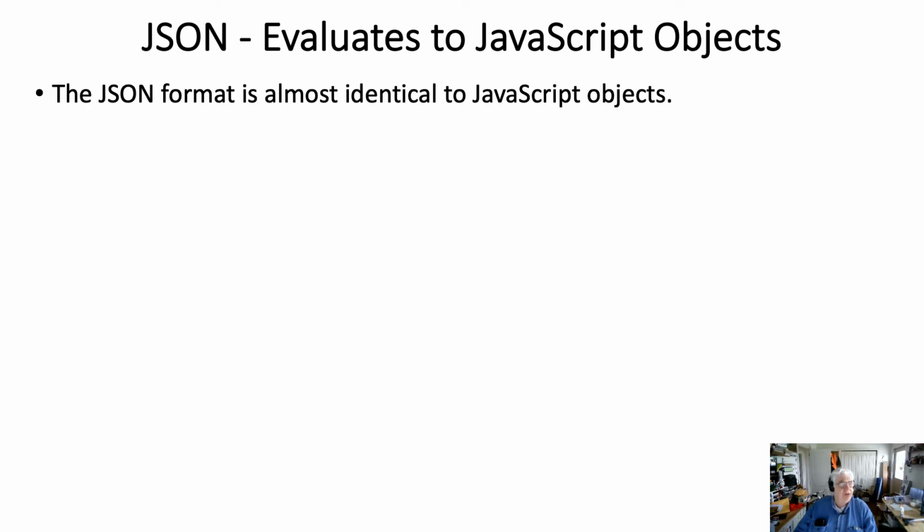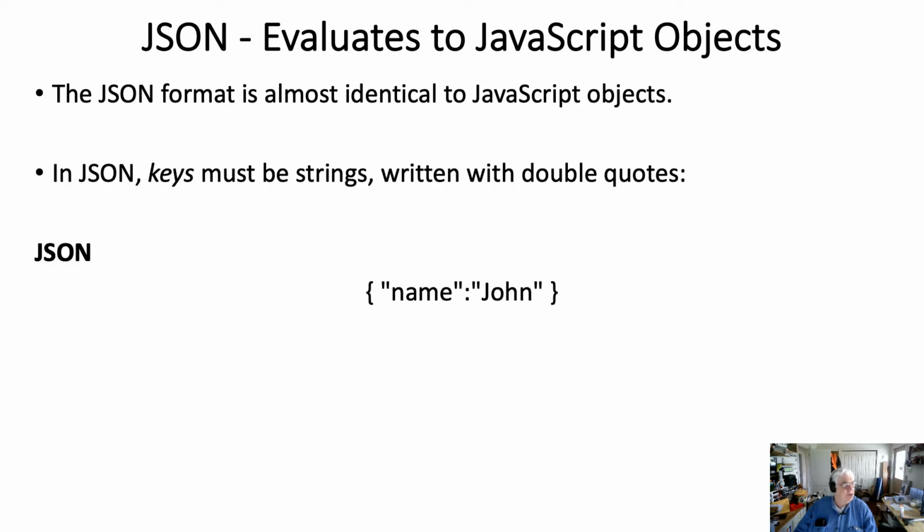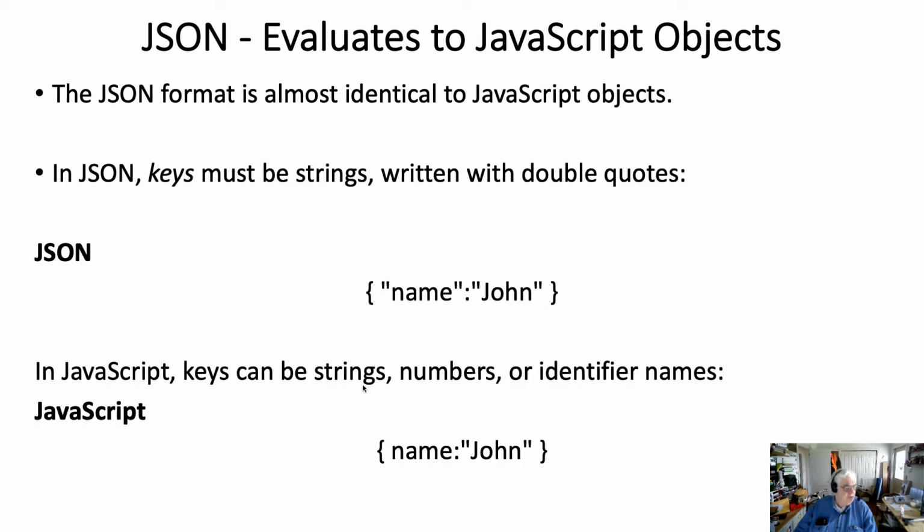The JSON format is almost identical to JavaScript objects. In JSON, we see a curly bracket, the name and the value, the name and the value, and then the closing curly bracket. In JavaScript it looks almost the same, but we don't put the name in double quotes.